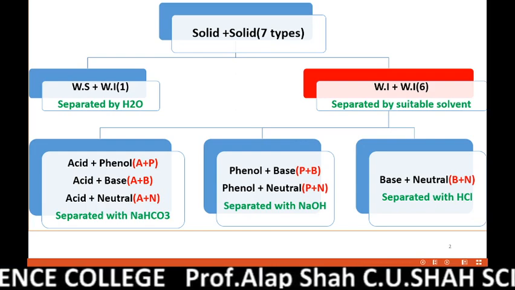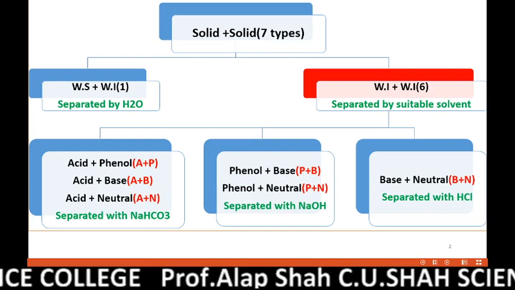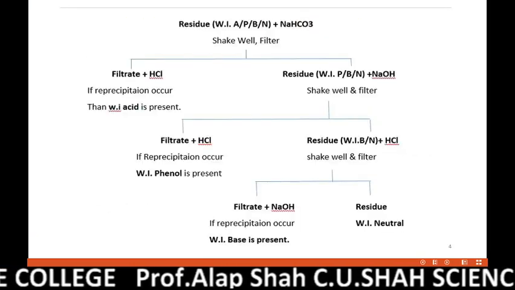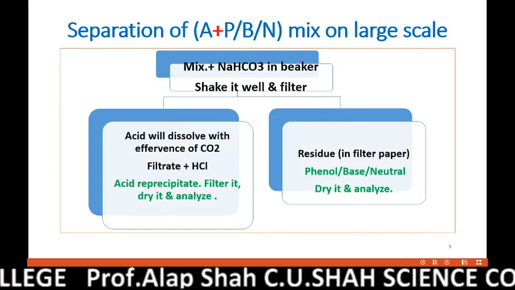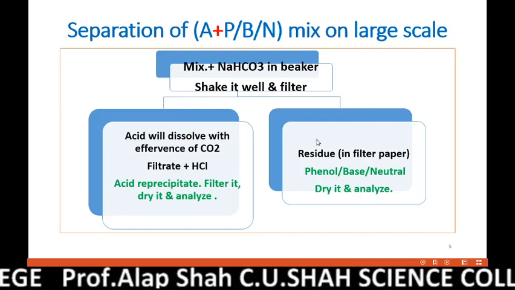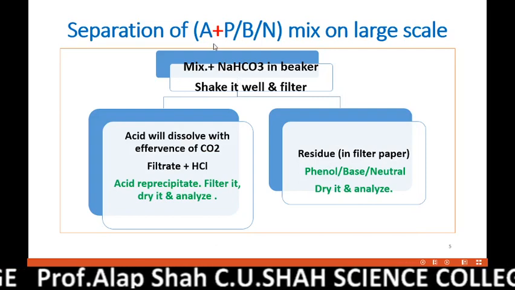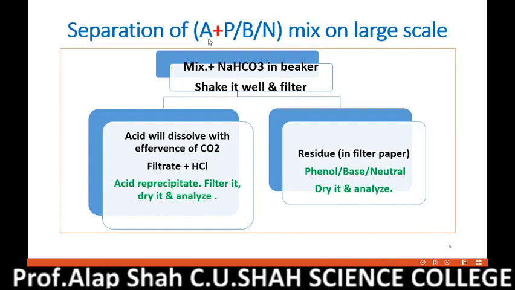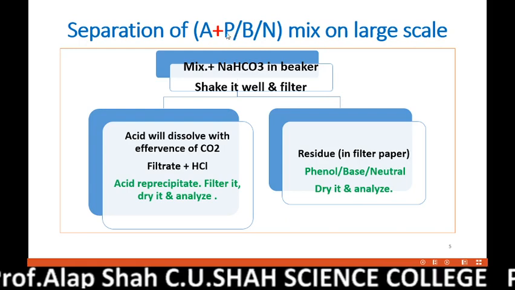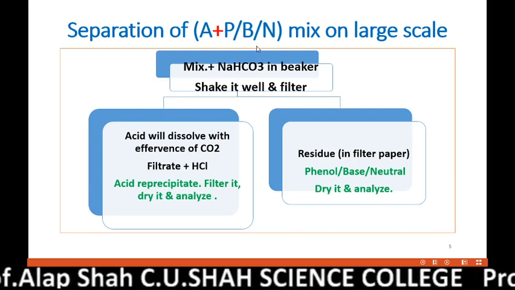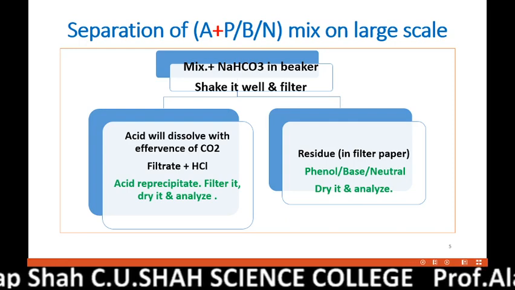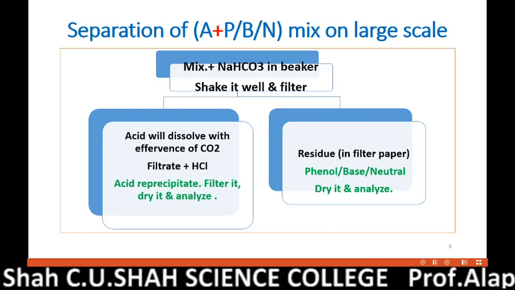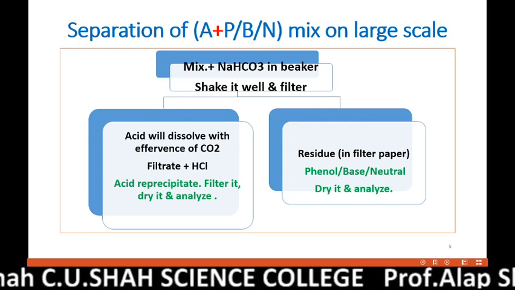But now we know the type, so we will separate the whole mixture on a large scale. One by one, let us check. First, let us discuss the large scale separation of a mixture in which one component is acid. The remaining can be acid plus phenol, or acid plus base, or acid plus neutral, any of these three. As I told you, we would select such a solvent in which acid gets dissolved.